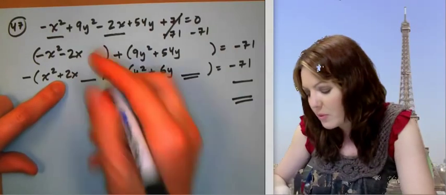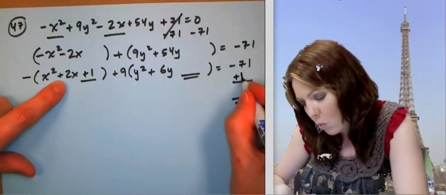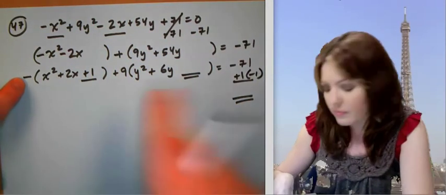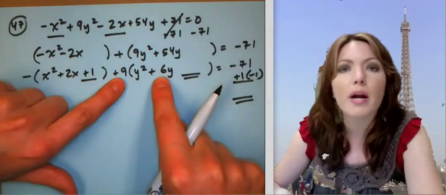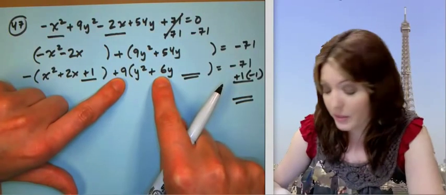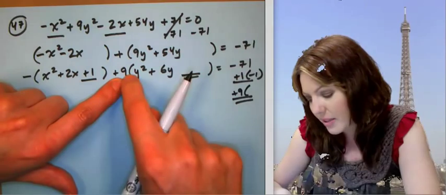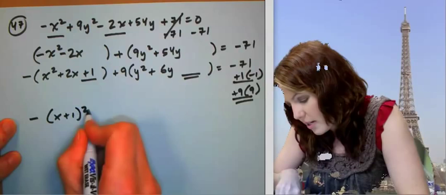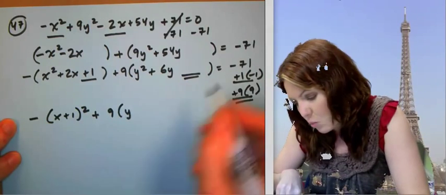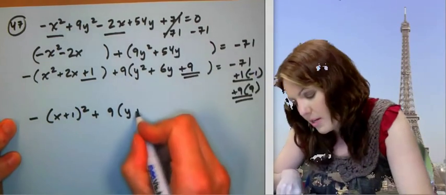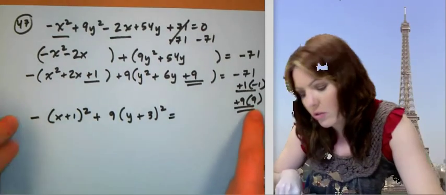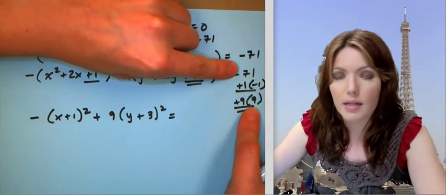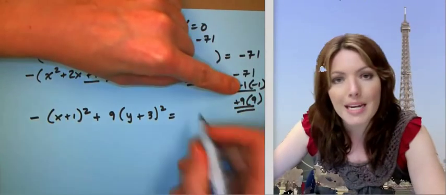So half of 2 is 1, 1 squared is 1, so we add a 1, but there's a negative in front of this, so we actually have to multiply by negative 1. Then, to complete this square, half of 6 is 3, and 3 squared is 9, so we add 9, but there's a 9 in front of this. So we get negative x plus 1 squared plus 9 times y, whoops, I didn't put it in here, plus 3 squared equals, all right, so let's do this here. 9 times 9 is 81. 81 minus 71 is 10, and 10 minus 1 is 9.